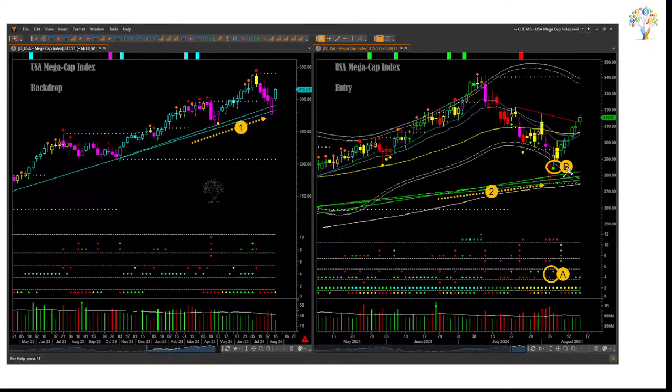What about the right edge? It completed the V-shaped recovery, but it is not in an uptrend yet. Even if we think that we have a higher high on a closing basis, we don't have a higher low. So it is not in an uptrend yet in spite of the V-shaped recovery, and that is quite common.